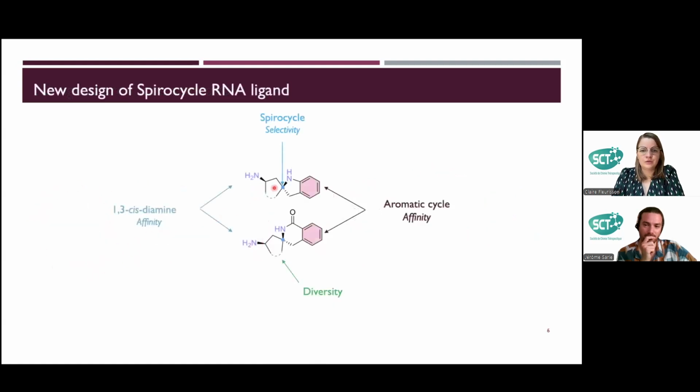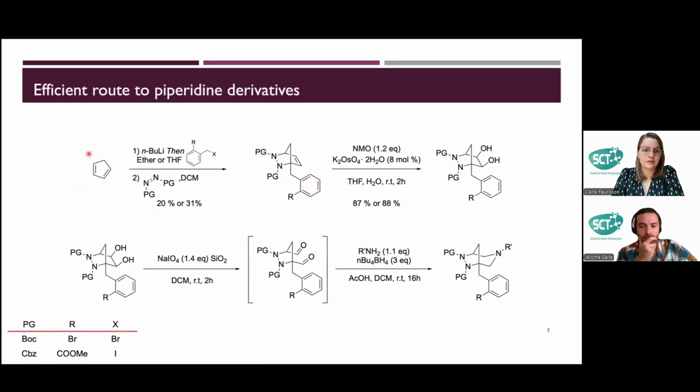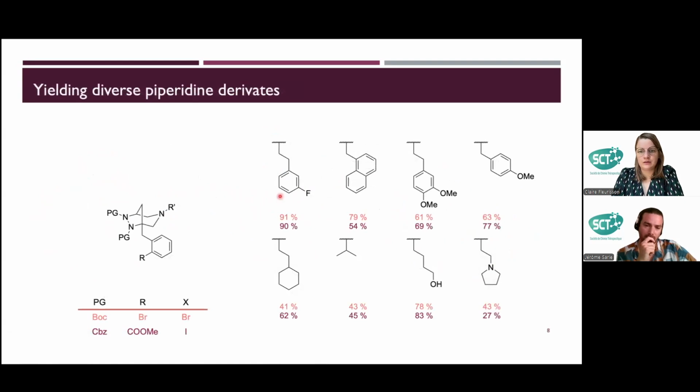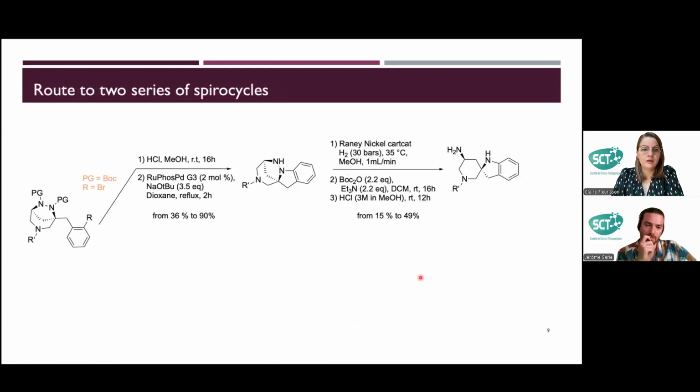So we designed those two series of spirocycles that also have a diamine moiety and an aromatic moiety for the affinity. So the synthesis starts with a simple cyclopentadiene that we substituted and engaged in a dialdehyde reaction to yield this key intermediate. Then two oxidations and a reductive amination yield this piperylene. So we incorporated different groups, aromatic ones and aliphatic ones. Then the synthesis diverged in two.